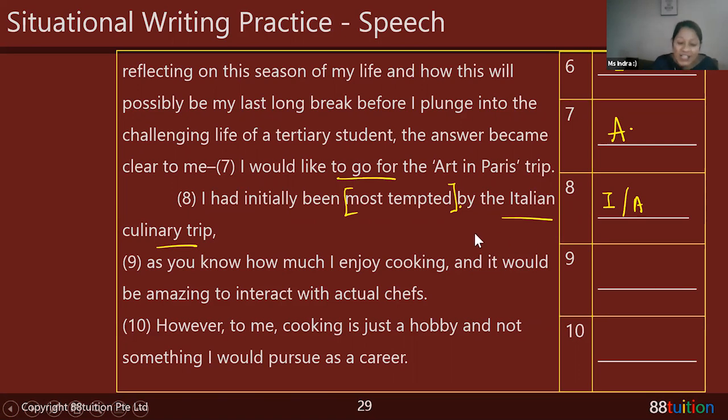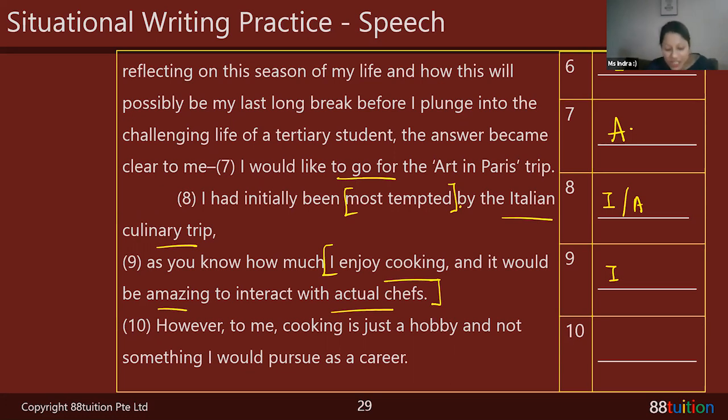"As you know how much I enjoy cooking, it will be amazing to interact with actual chefs." So, anybody wants to try for me? Question 9, do you think it's invented or amplified? Anybody? Okay, if you're not sure, it's okay. We all know that basically they never say that she enjoys cooking, so it's invented. This is something that she puts herself in. She makes up the story to make it a little bit more interesting. So basically, it's an invention.